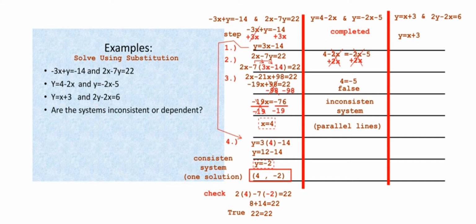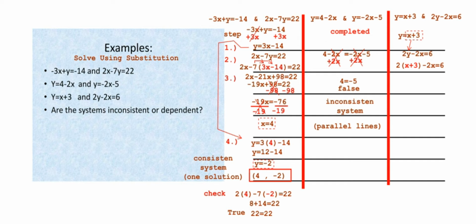We have y equals x plus 3. Already have y solved for. So we're going to substitute then. Substituting into the other equation, into the 2y minus 2x equals 6, and replacing the y value with x plus 3. So 2 times (x plus 3) in parentheses, and then minus 2x equals 6. Notice, in this case, we do need the parentheses, agreed?